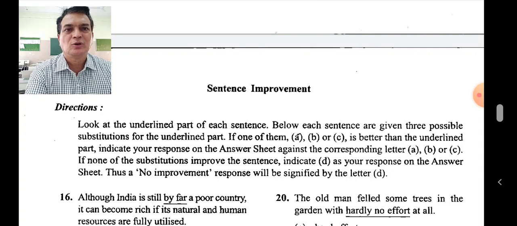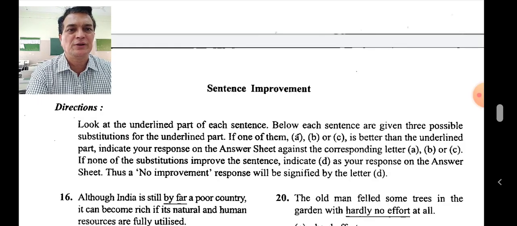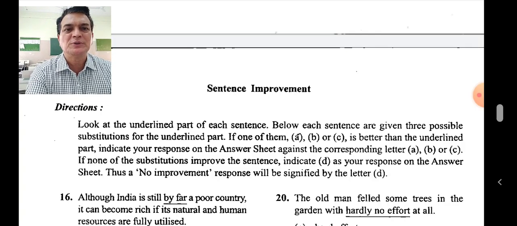So let's go ahead with these questions. Sentence improvement. Directions. Look at the underlined part of each sentence. Below each sentence are given 3 possible substitutions for the underlined part. If one of them A, B or C is better than the underlined part, indicate your response on the answer sheet against the corresponding letter A, B or C. If none of the substitutions improve the sentence, indicate D as your response on the answer sheet. Thus, a no improvement response will be signified by the letter D.